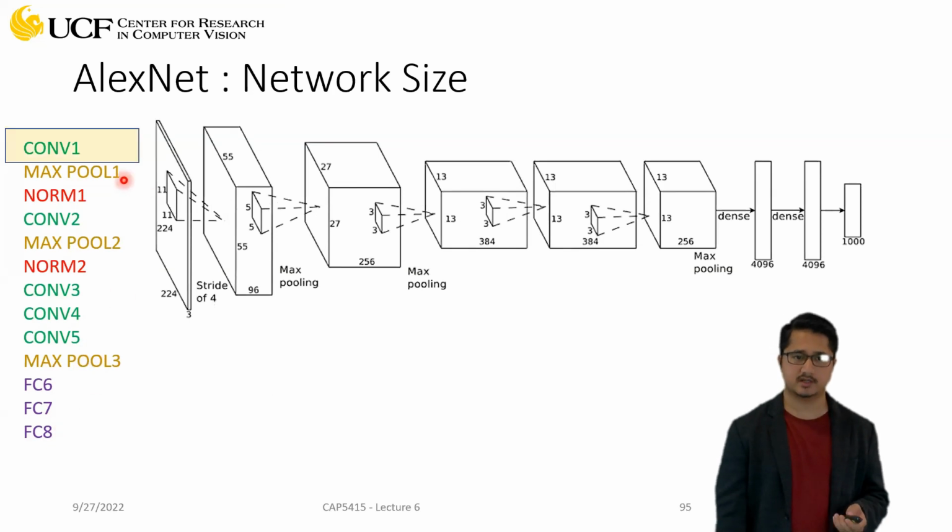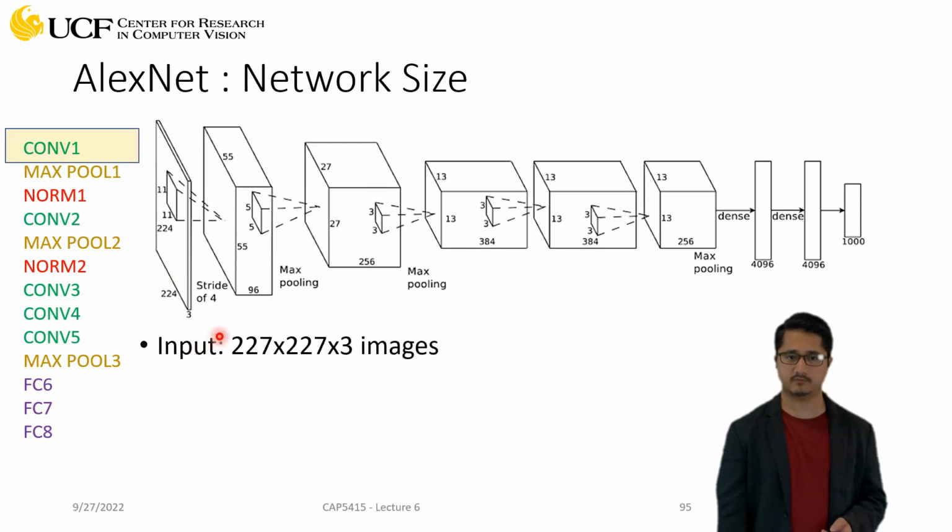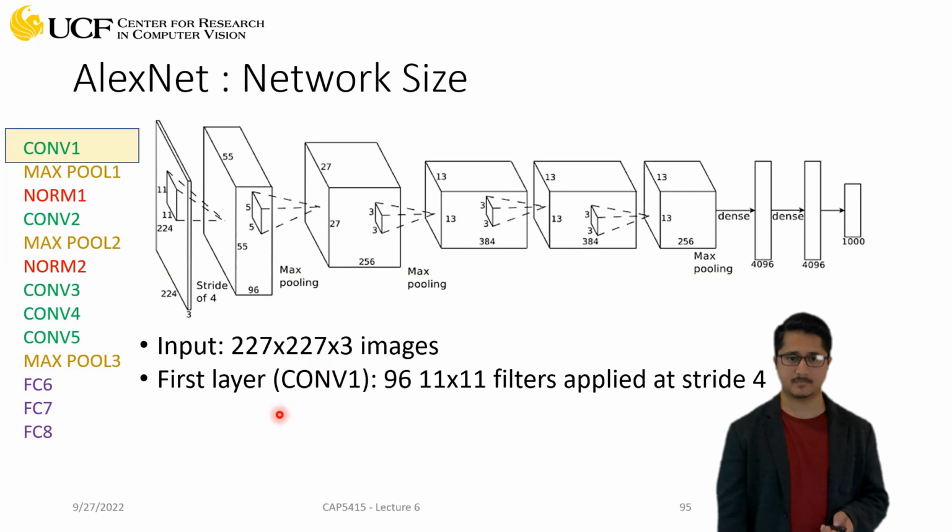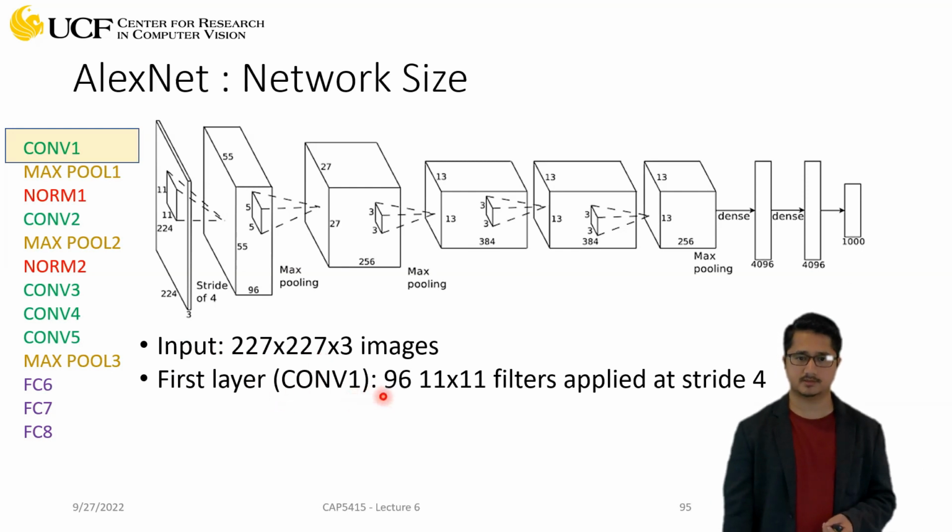Now let's try to understand what exactly this Conv1 layer is. Okay, so input we know is 227 by 227 by 3. The first convolution layer has 96 different kernels, right? And each of these kernels has a shape of 11 by 11. So that's indicated here.